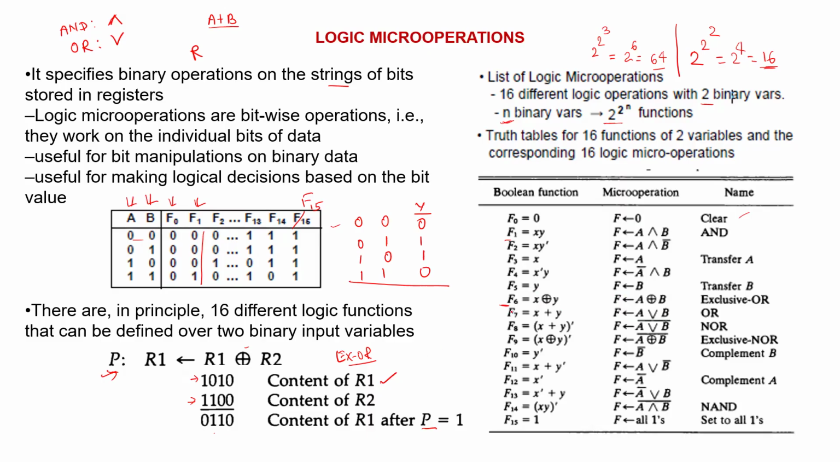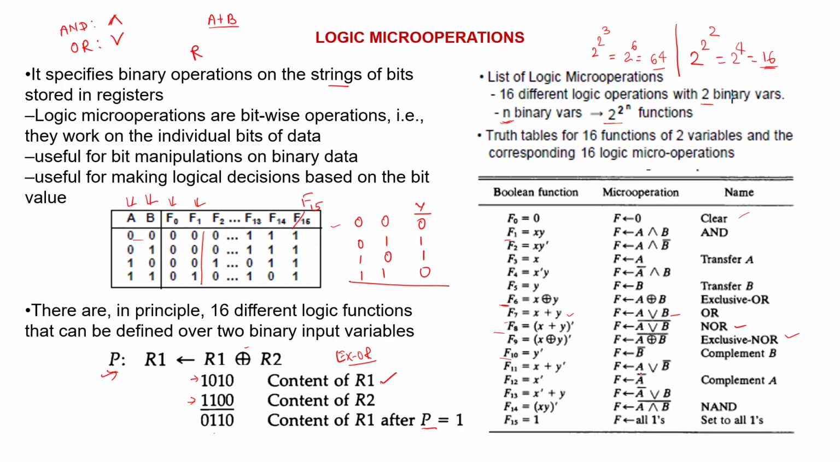F6 is going to perform the XOR operation. That example we have taken here. So that is the function F6. It is going to perform exclusive OR between two register contents. F7, for our understanding we have written X plus Y, is going to perform the OR operation. X plus Y dash. So F8 is going to perform the complement of OR, that is the NOR operation. Okay, so NOR gate operation. Again here, X XOR dash is going to perform the XNOR, exclusive NOR.